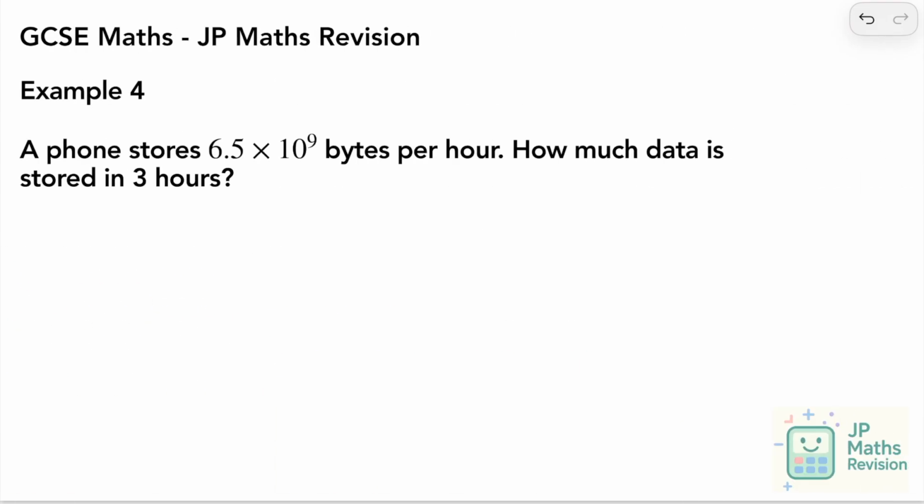Here's another example. So a phone stores 6.5 times 10 to the 9 bytes per hour. How much data is stored in 3 hours? So we need to work out how much data is stored in 3 hours rather than 1 hour. So we need to times 6.5 times 10 to the 9 by 3. So to do this, I'm going to do 6.5 times 3 first. So that's going to be 19.5. And then we're doing 19.5 times 10 to the power of 9.